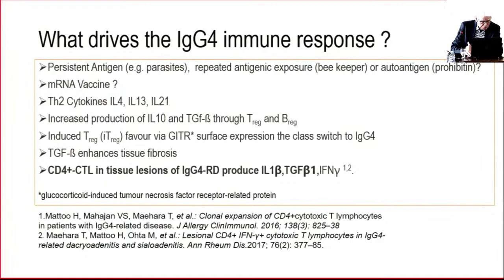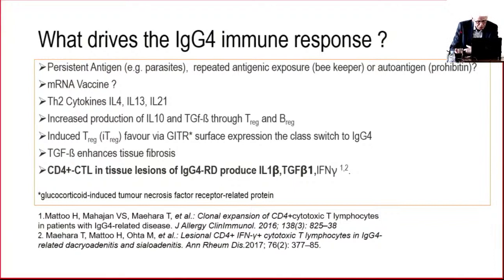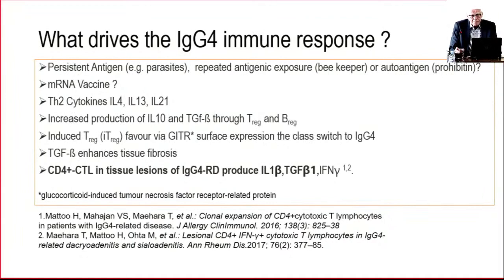What drives the IgG4 immune response? I think it could be persistent antigen, like parasites, but in these biopsies which we took from the patient, there is no parasite. Then repeated antigenic exposure, the beekeeper paradox, or autoantigens. Now, interestingly, and I'll show you this in a moment, mRNA vaccines tend also to favor IgG4 responses. This is a very new paper.